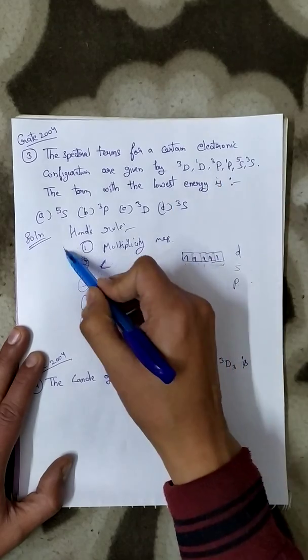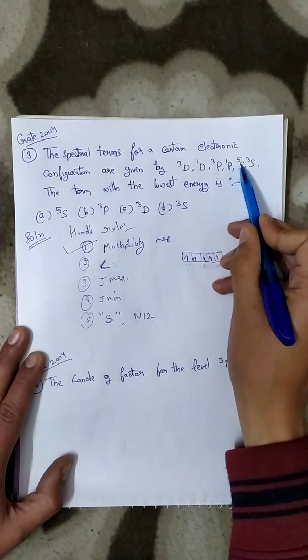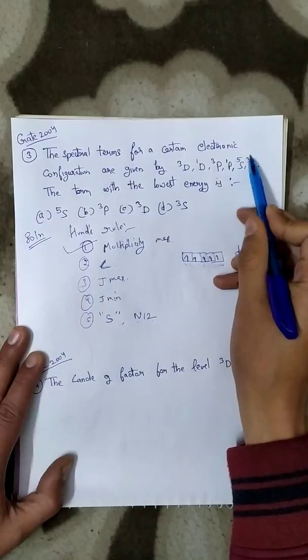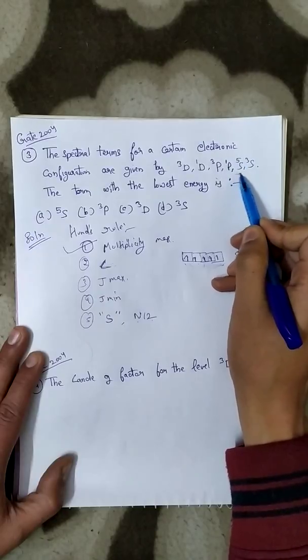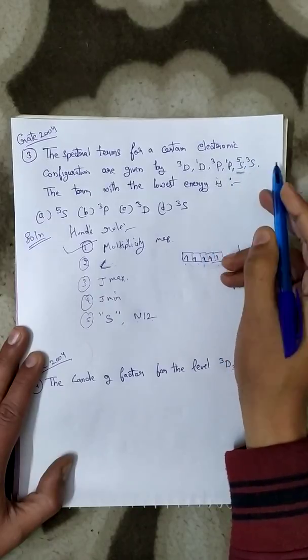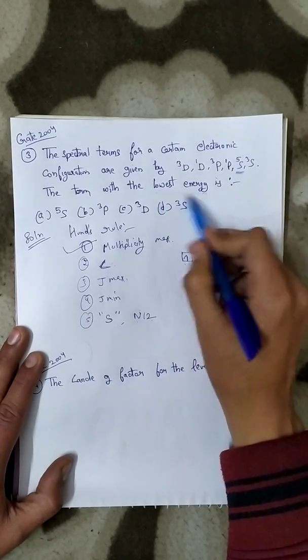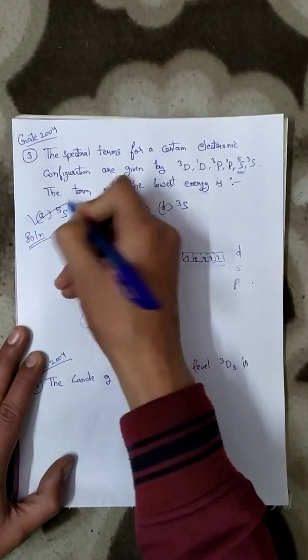Okay, now here you know the answer. You just need to check the first point, multiplicity, and you are getting a maximum multiplicity for 5S. So 5S is going to be the ground state term, or 5S is going to lie lowest, I mean with the lowest energy. So option A is the answer.